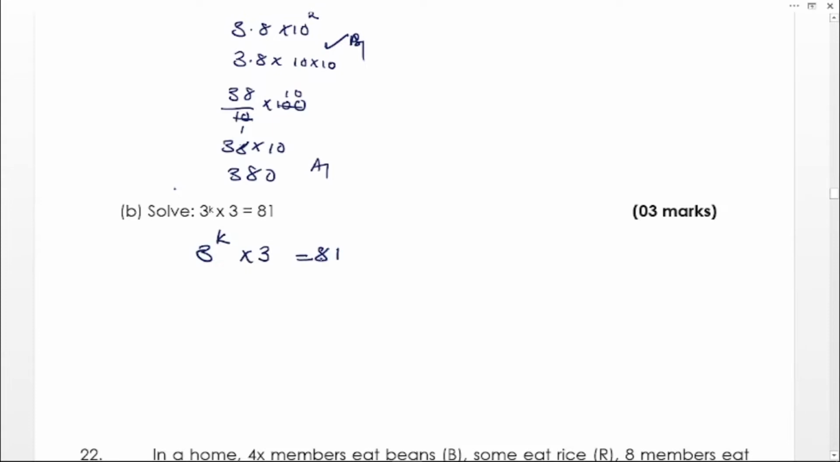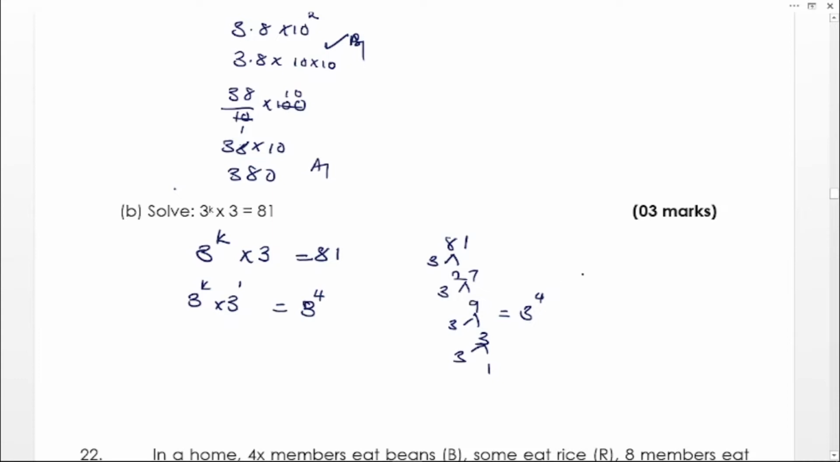When you see this one, we are first going to prime factorize 81 so that we write the factors in power form. So 81, the first factor is 3, which gives us 27. Then divide by 3, it's 9. How many 3s are in 9? There are 3. Then how many 3s are here? 1. So this is the same as 1, 2, 3, 4. This is 3 power 4. Therefore, 3 power k times 3 power 1 is equal to 3 power 4. So 3 power 4 is the same as 81.